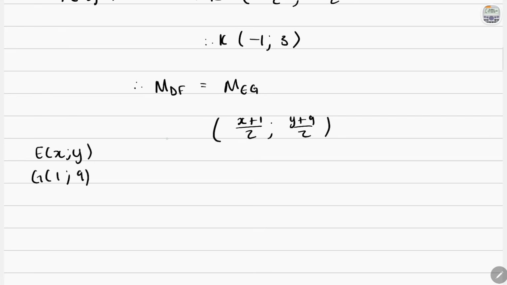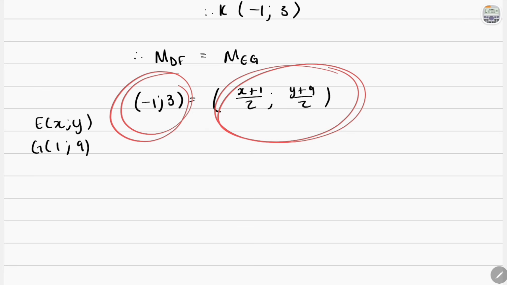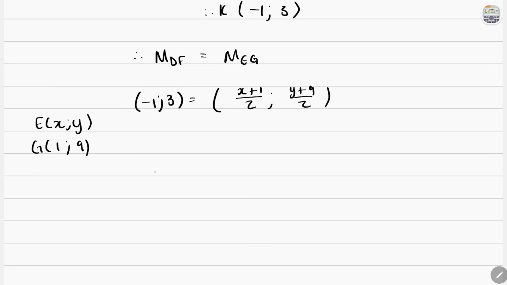But we know now that the midpoints are the same. So it means that the midpoint here is also K, which is negative 1 and 3. And so because they're equal, we can equate these. We can make their x values equal and their y values equal. Because on one hand, we have the actual midpoint. On the other hand, we have the calculation for the midpoint. So they represent the same thing.